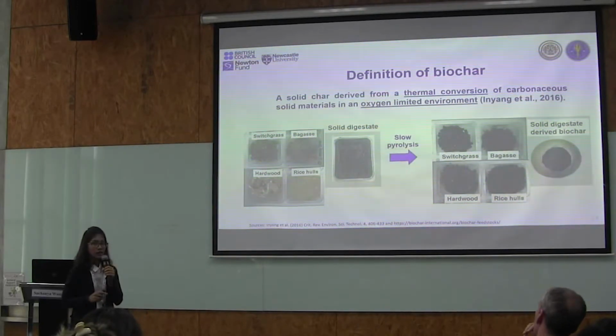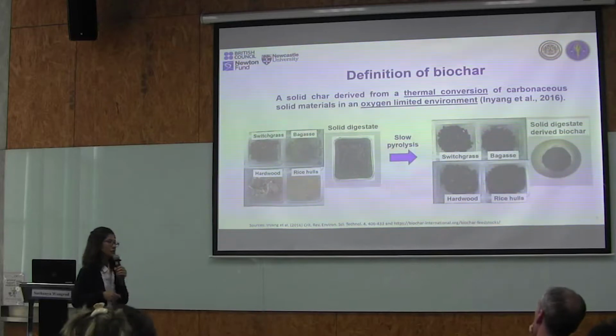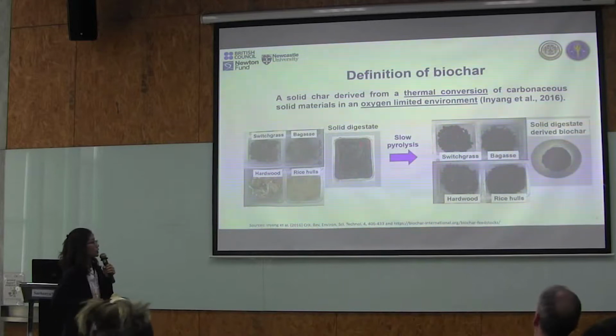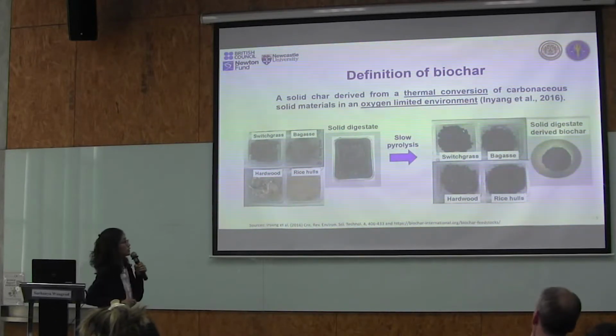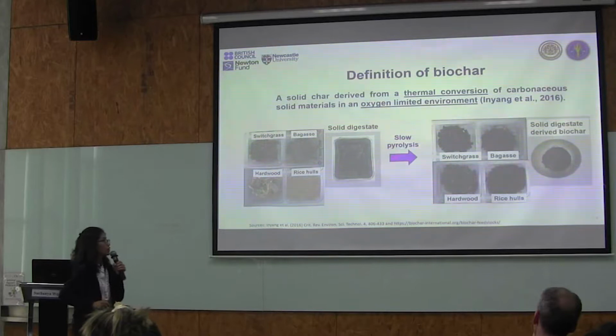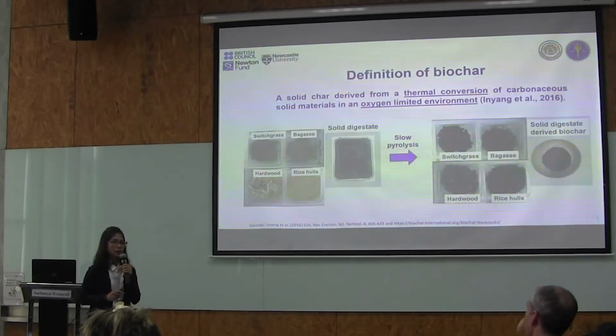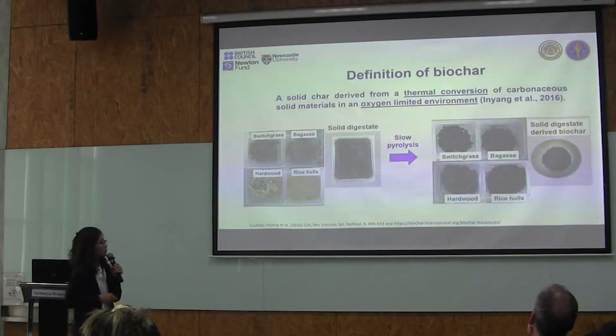So basically, the biochar can be produced from many types of waste. For example, from agricultural waste, like rice husks, switchgrass, bagasse, and hardwood. But in this study, we focus on waste from the industrial sector, which is the solid digestate. And then after we undergo the slow pyrolysis, we get this biochar. Normally, slow pyrolysis operates at 300 to 500 degrees Celsius, for a time from 15 minutes and can be up to 1 or 2 hours.